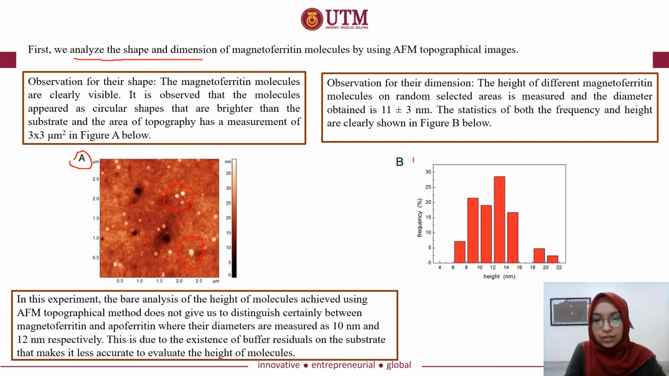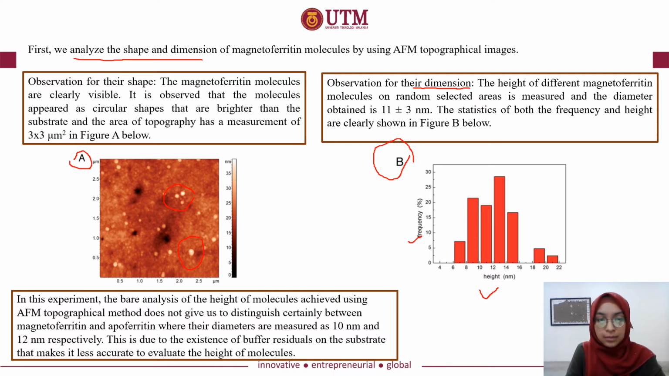Whereas for this figure B, this shows the observation for the dimension. As we can observe here, the height of different magnetoferritin molecules on randomly selected areas is measured, and the diameter obtained is 11 plus minus 3 nanometer. The statistics of both the frequency and the height are clearly shown in this figure B.